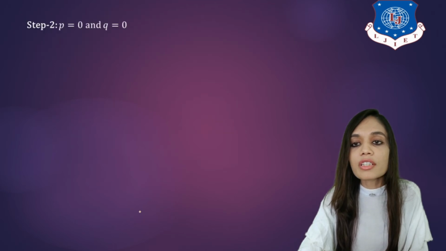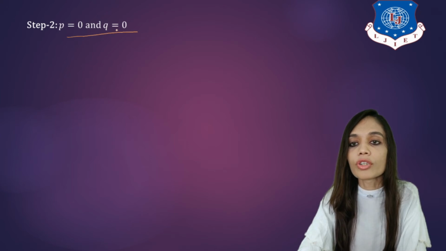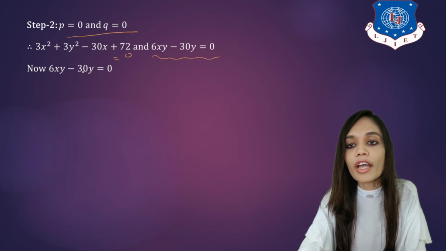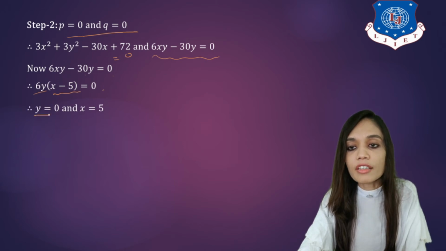Now let's go to our step 2. That is, we have to take p equal to 0 and q equal to 0. So put the values of p and q. So 3x square plus 3y square minus 30x plus 72 is equal to 0 and 6xy minus 30y is equal to 0. Now let us solve this equation, that is 6xy minus 30y is equal to 0. Take out 6y common. So finally what will remain? x minus 5 is equal to 0. Therefore y is equal to 0 and x is equal to 5.